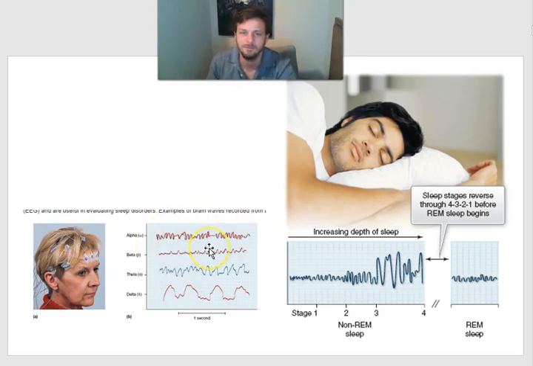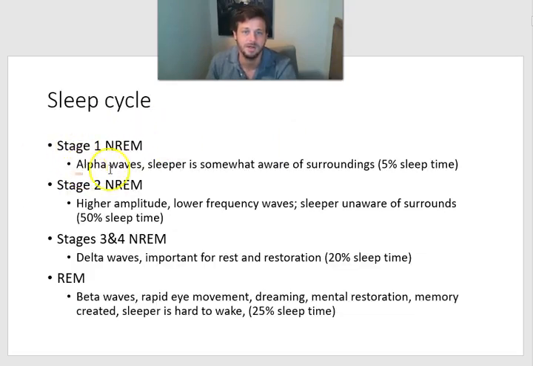Alphas are typically the waves you see when somebody's eyes are closed and they're relaxed. Betas are waves you see when people's eyes are open, or if they're consciously trying to do stuff in their head, like think of math problems or solve stuff. Thetas and deltas typically aren't seen in adults when they're awake if they don't have, like, brain damage or seizures. So in stage 1, you see alpha waves. The sleeper is kind of aware of their surroundings, so they might hear some things that startle them and wake them up. And you spend about 5% of your sleep time in stage 1.